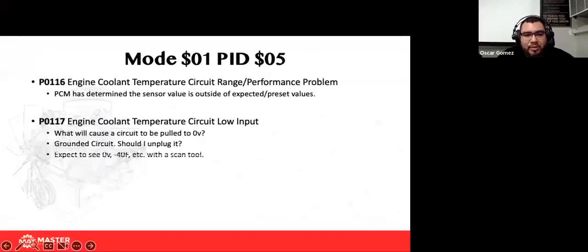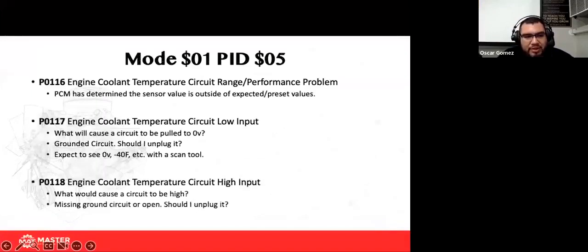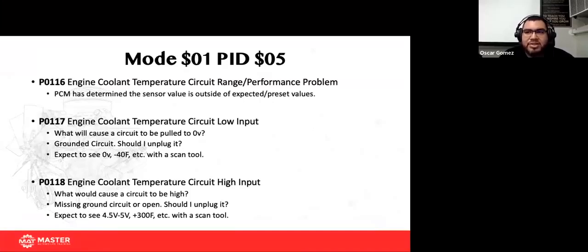Right. And this works for anything. If you guys see circuit range performance, here's what you should think. The PCM has determined the sensor value is outside of expected or preset value. That's crazy. So if you see any code, right, ECT, IAT, MAF, MAP, O2 sensor that says circuit range performance, that means the PCM has determined that the value that sensor is giving off is outside of what is expected based off of other sensor values or based off of pre-learned data.